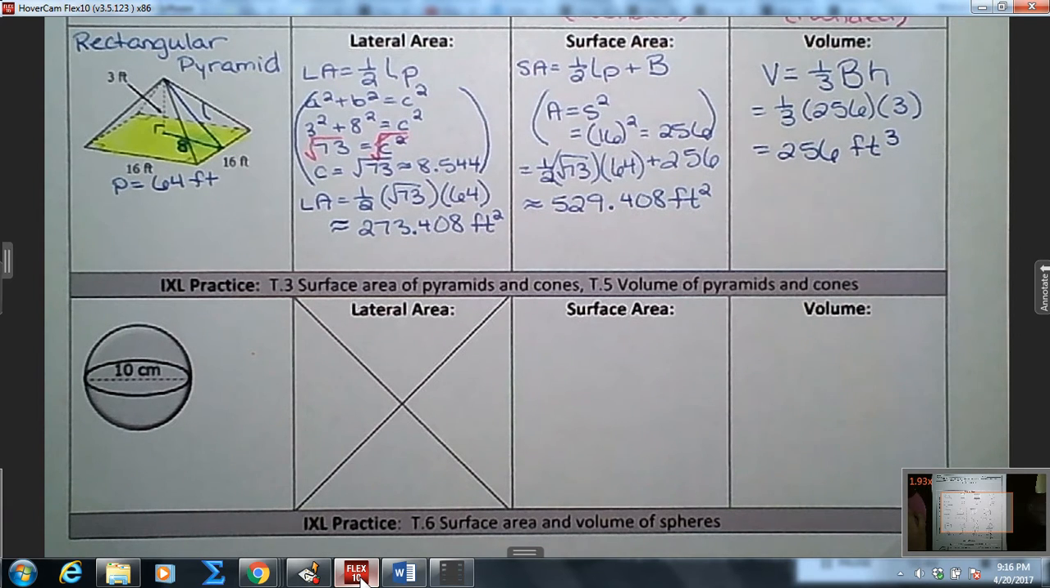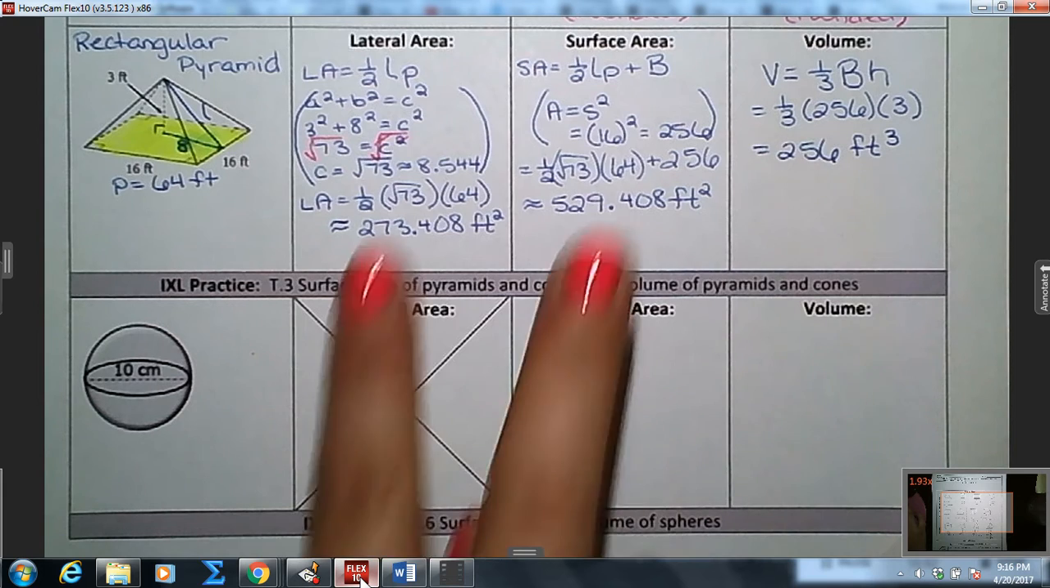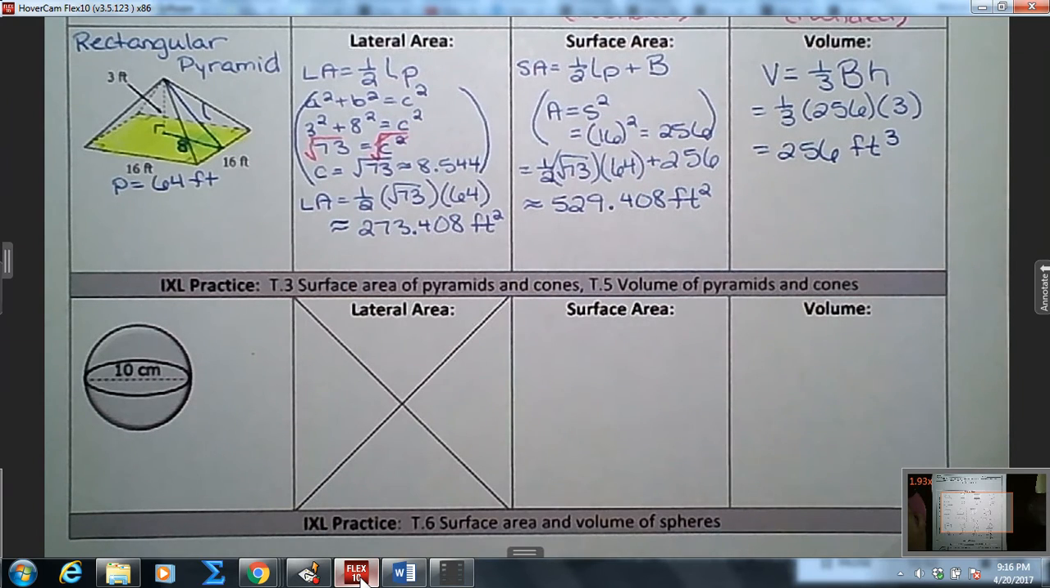I think the pyramid is probably the toughest of all the shapes to find the lateral area and surface area for. There's a lot of side work to do in order to get that job done.